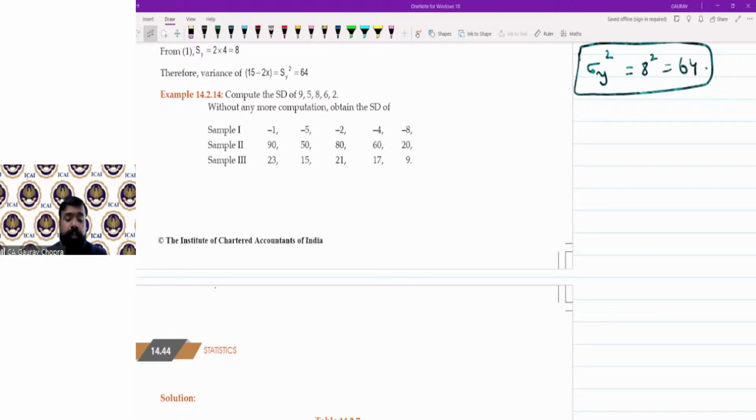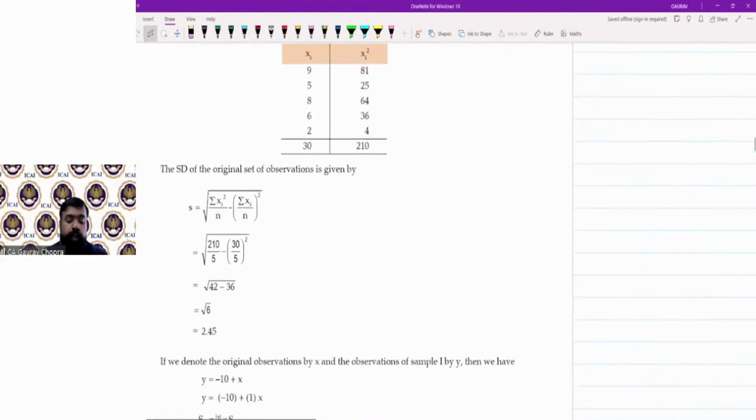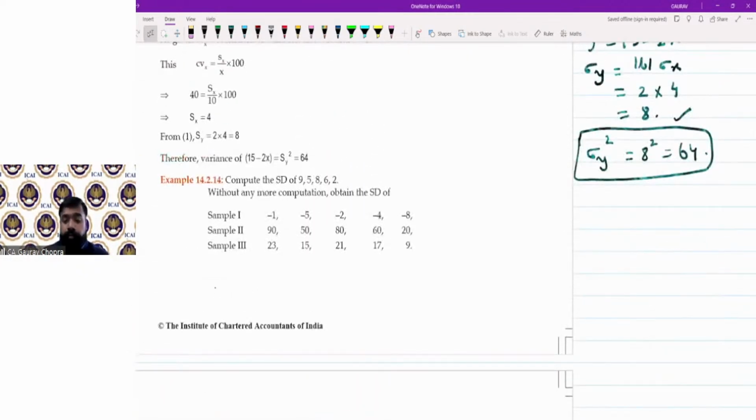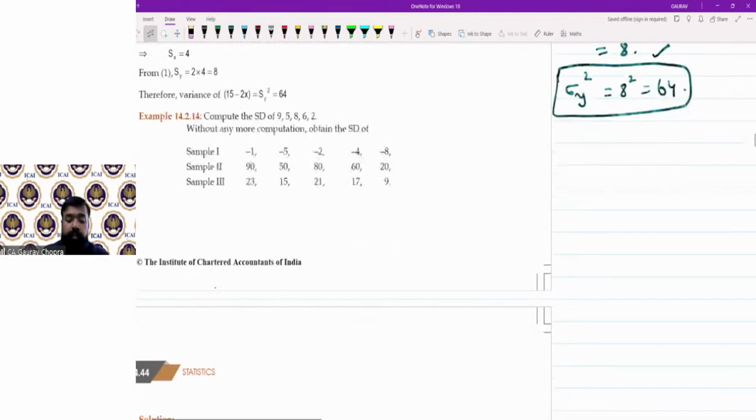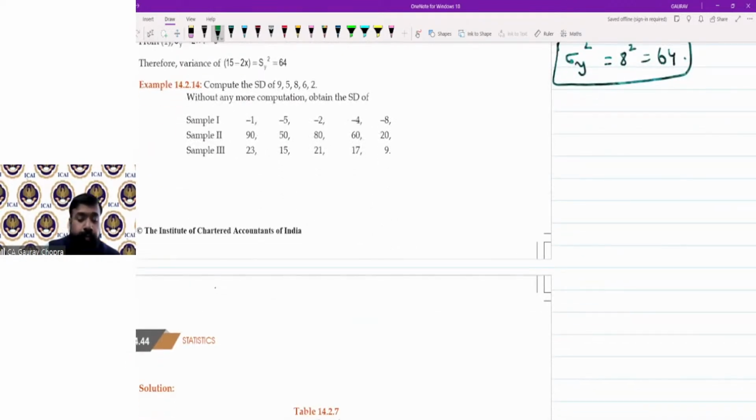The 14th one says, compute the standard deviation, and without any more computation obtain the standard deviation of the others. Okay, so 9, 5, 8, 6, 2. This calculation we have done above, the same question we have covered above. Now, let us write this series here first. It is 9, 5, 8, 6, 2. This is the given series. And for this series, we have already computed the standard deviation. It was 2.45.